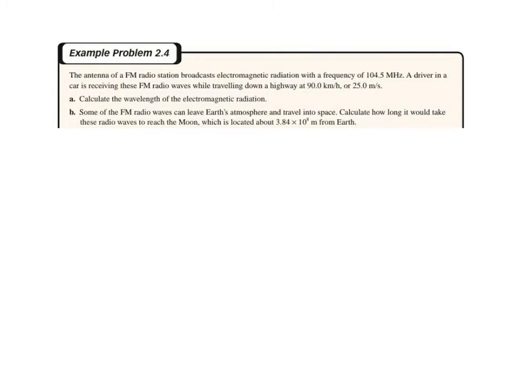The antenna of an FM radio station broadcasts electromagnetic radiation with a frequency of 104.5 megahertz. A driver in a car is receiving these FM radio waves while traveling down a highway at 90 kilometers per hour, or 25 meters per second. So A, calculate the wavelength of the electromagnetic radiation. So A is calculating wavelength.